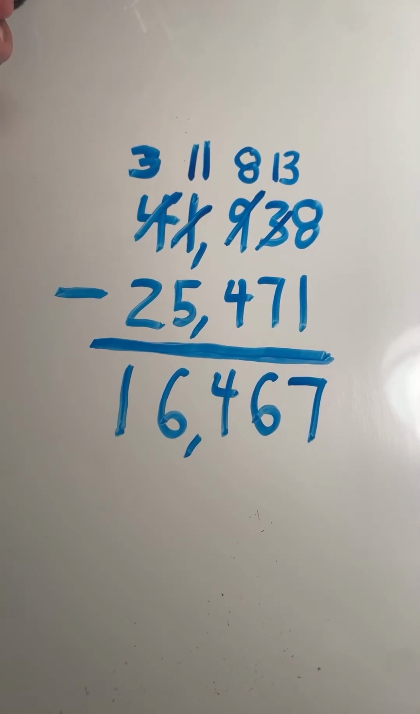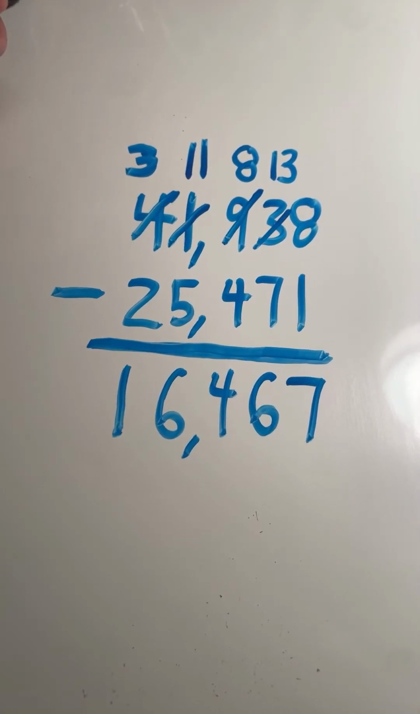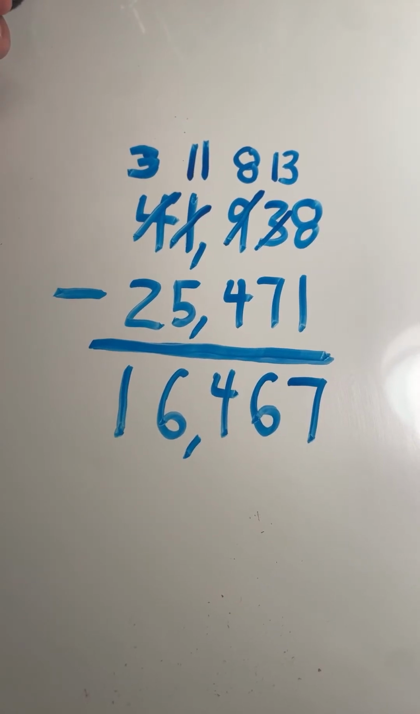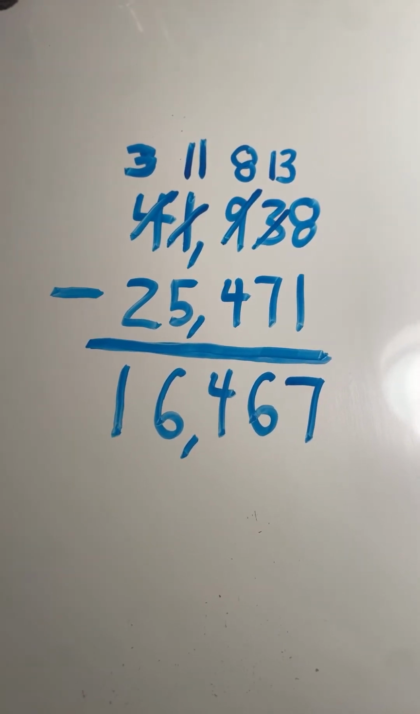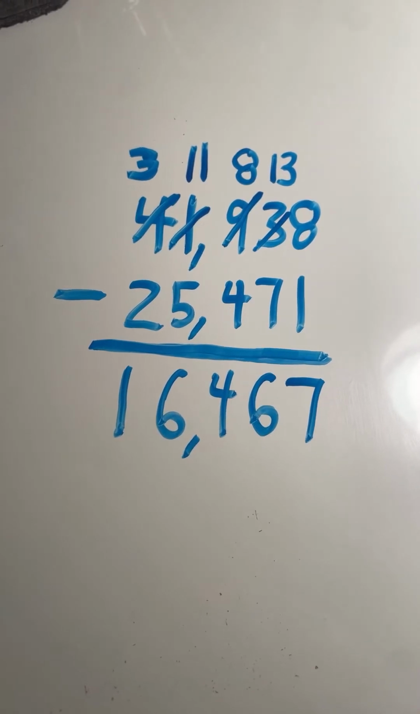41,938 minus 25,471 equals 16,467. All right. Next example problem.